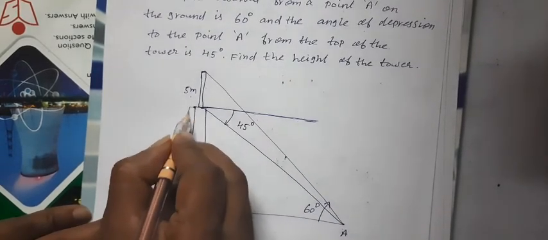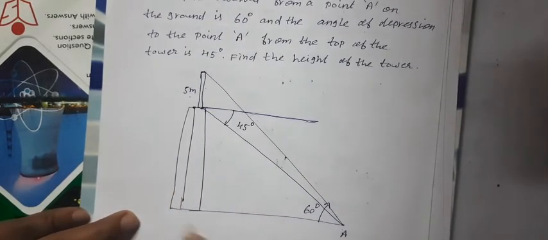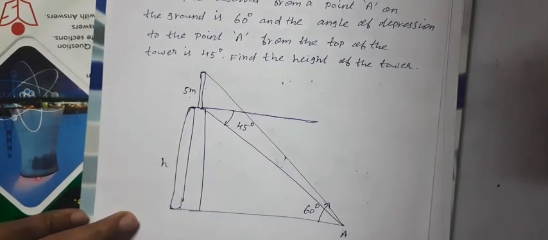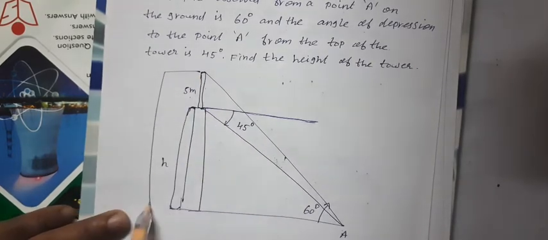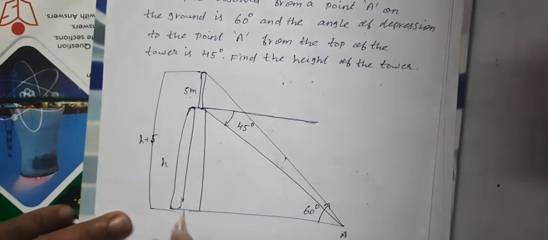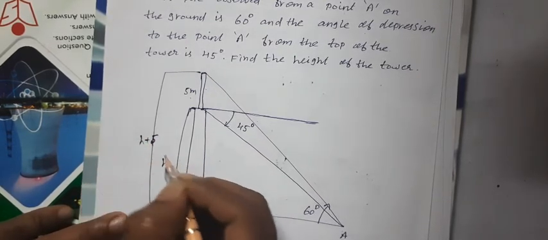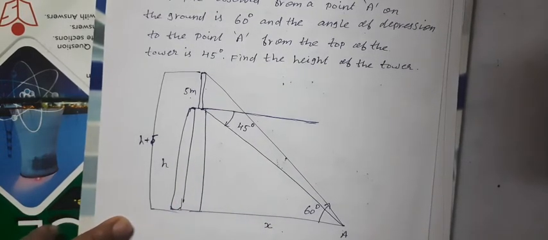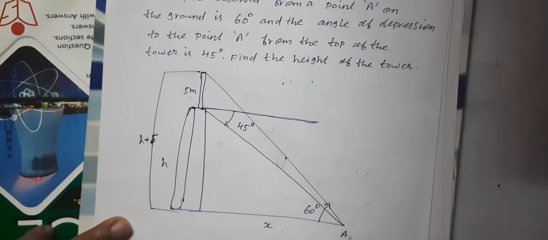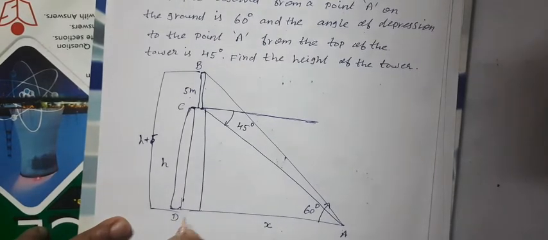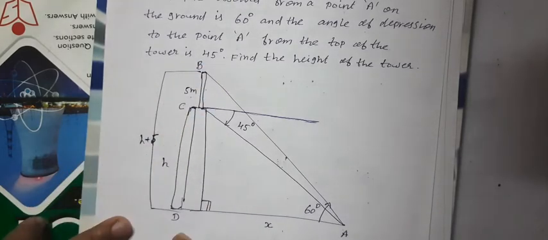I can take the height of the tower as h, so the total height is h plus 5. The adjacent side is not given, so I can take that as x. Here the point A, point B, point C, and point D, like that we can label the points.